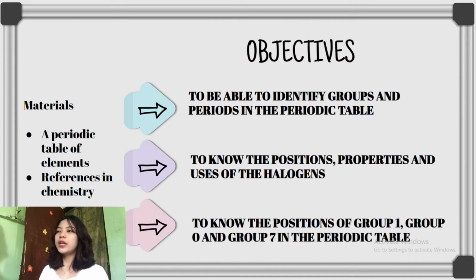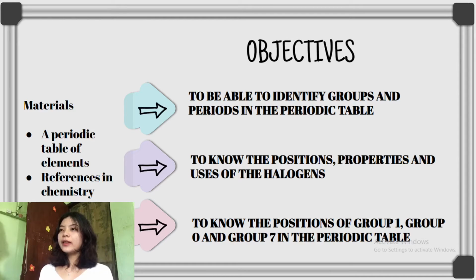The objectives of this report are to be able to identify groups and periods in the periodic table, to know the positions, properties, and uses of the halogens, and to know the positions of group 1, group 0, and group 7 in the periodic table. Materials: a periodic table of the elements and references in chemistry.